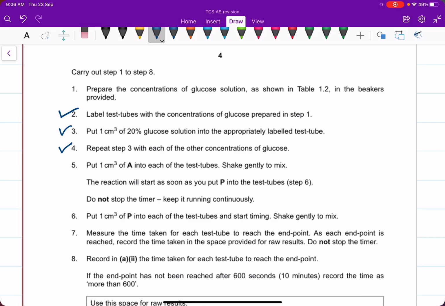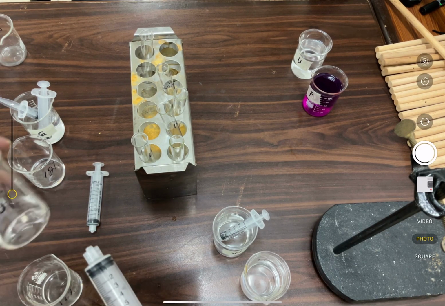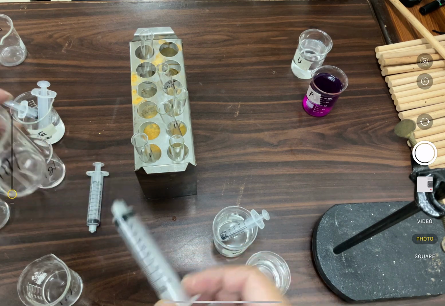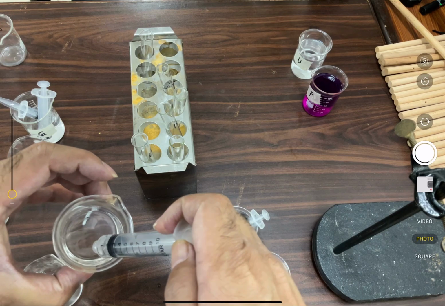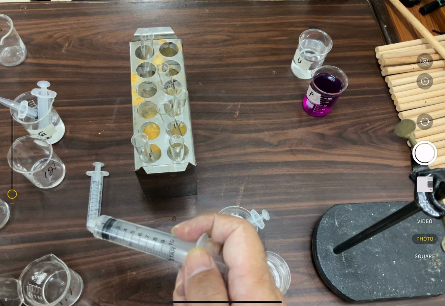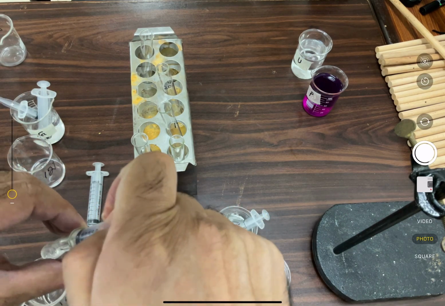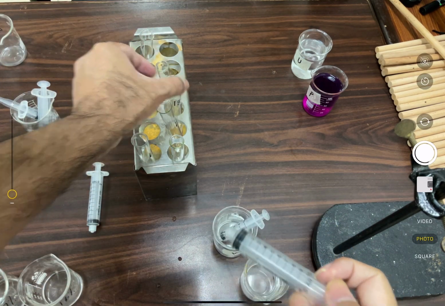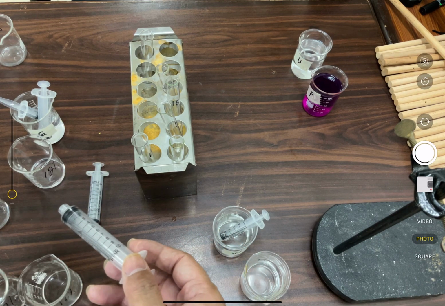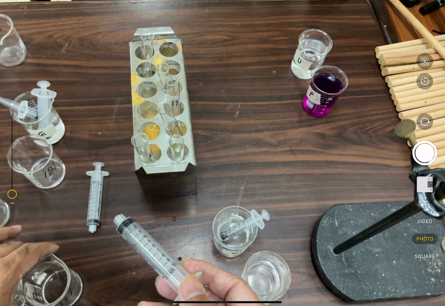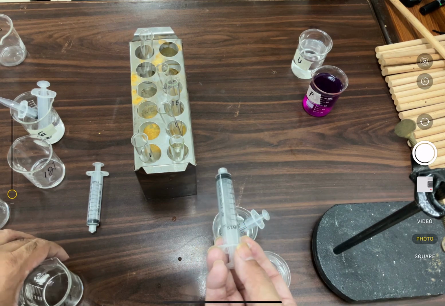And now 1 cm cube of 18%, 1 cm cube of 18% has to be taken. So this is 1 cm cube. It has to be put into the test tube labeled 18%. Okay, and then you can rinse this syringe before taking the other solution. And then I have another syringe here, so I can use the other syringe, or you can rinse with the water.